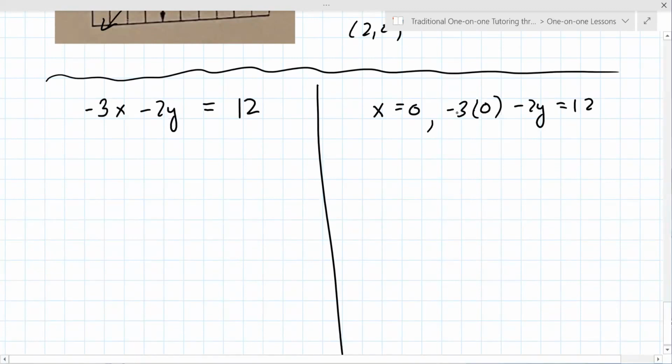Okay, so what is anything times 0? Just 0. 0 minus 2y equals 12. Does the 0 contribute anything? No. So minus 2y equals 12.